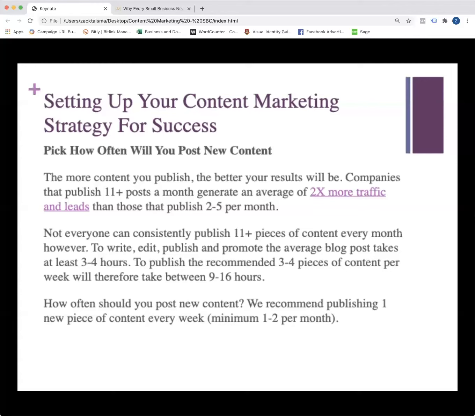So how often should you publish new content? We always recommend at least 1 to 2 a month, preferably one every week, some piece of content. 3 to 4 hours a week, committing to one piece of content a week is a relatively low investment that over the course of 6 months to a year will really, really start to pay off.